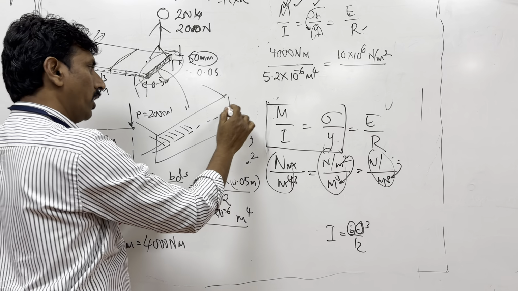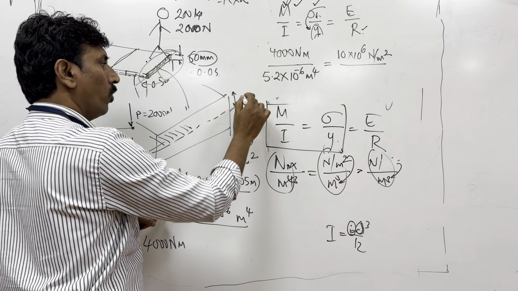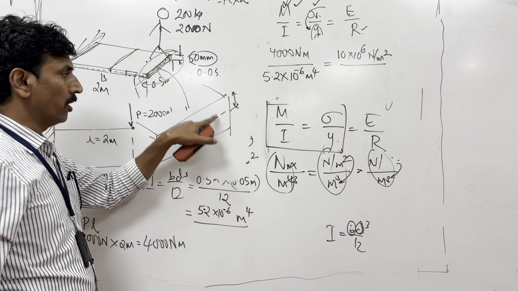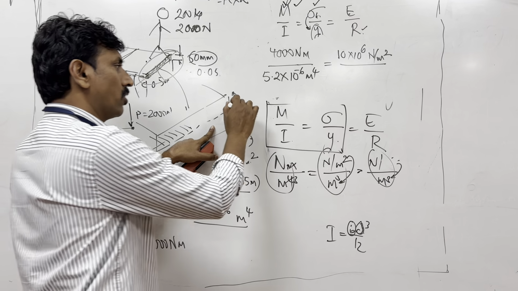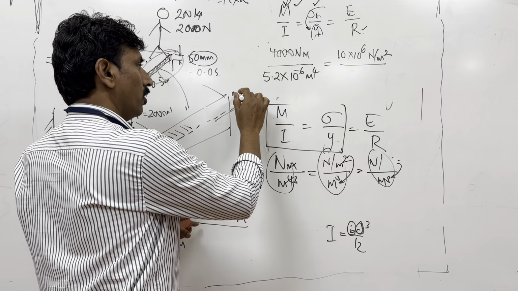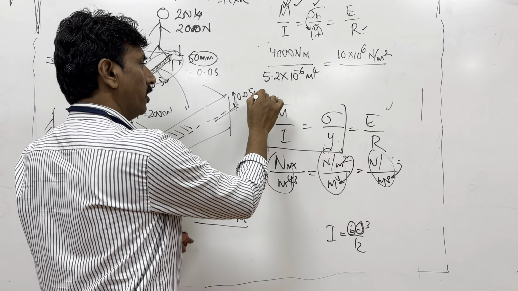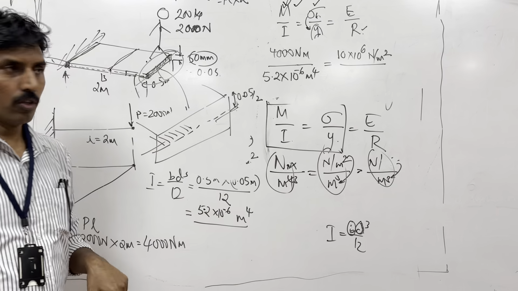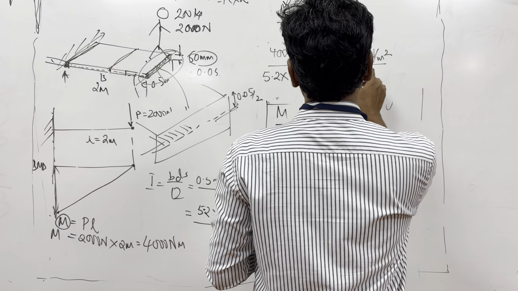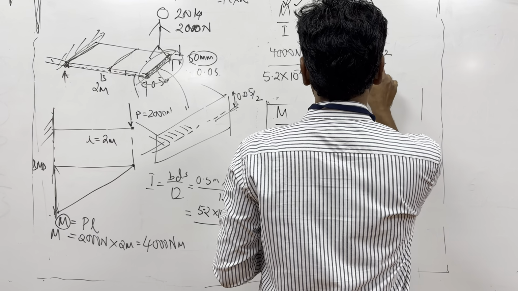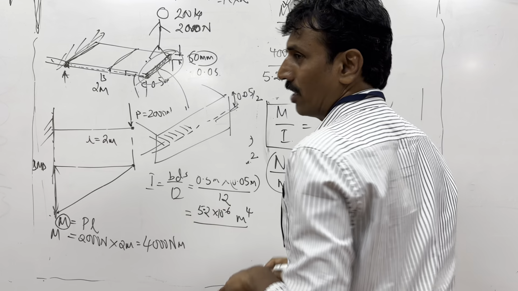So here, y refers to the distance of the extreme fiber from the neutral axis. So how much is this distance? 0.05 divided by 2. Okay, so y is equal to 0.05 divided by 2. Guys, I made a mistake here.